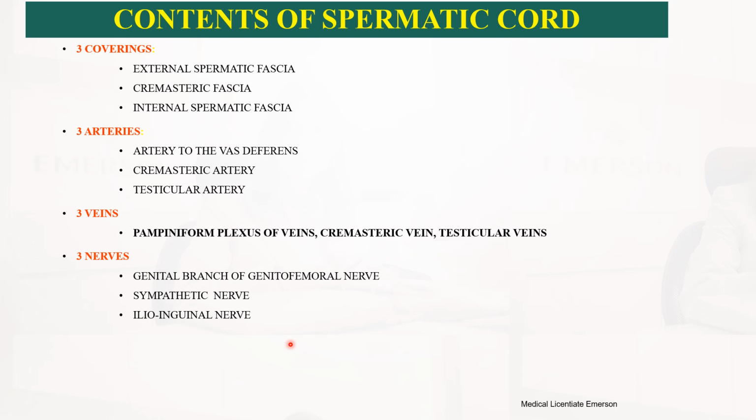Meaning these are contents from the coverings, as well as what's inside the spermatic cord. Then the other structures that we can also have are the vas deferens, the lymphatics, and the processus vaginalis. Okay, so we are done with the contents of the spermatic cord.